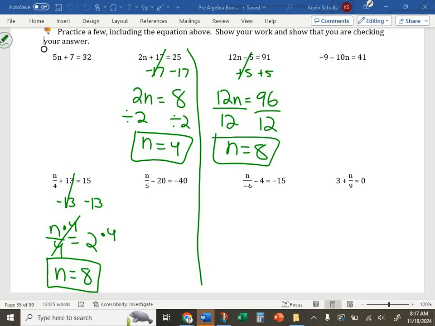The next one can be a little bit tricky, because that variable term comes second, right? Negative 9 minus 10n. In all these other ones, so far here, the variable has come first. 5n, 2n, 12n. Now it comes second. What do you do, Ava?